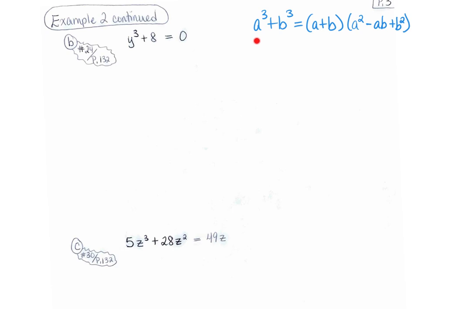This is saying, if you have a sum of cubes, this is how you can factor it. Notice here, we have y cubed plus 8 equals 0. 8 is the same thing as what? Think about the formula I gave you. 2 cubed. Yeah, you put it together. It's not random. So this is really y cubed plus 2 cubed equals 0.